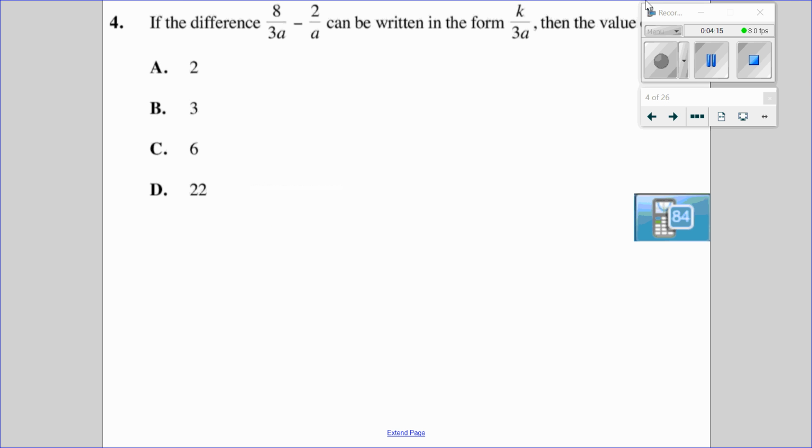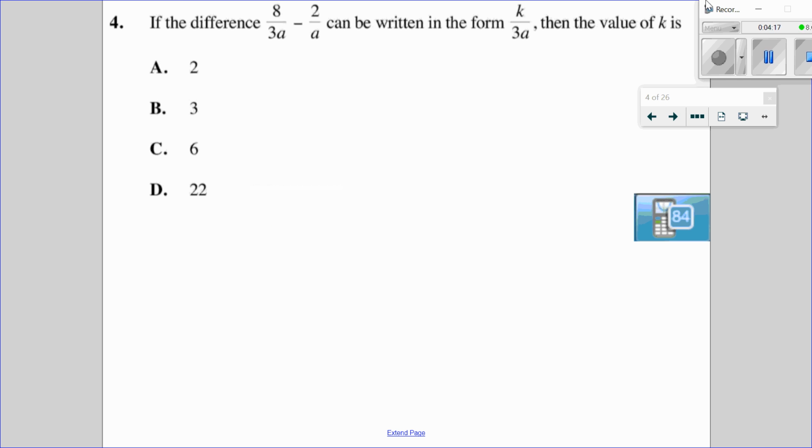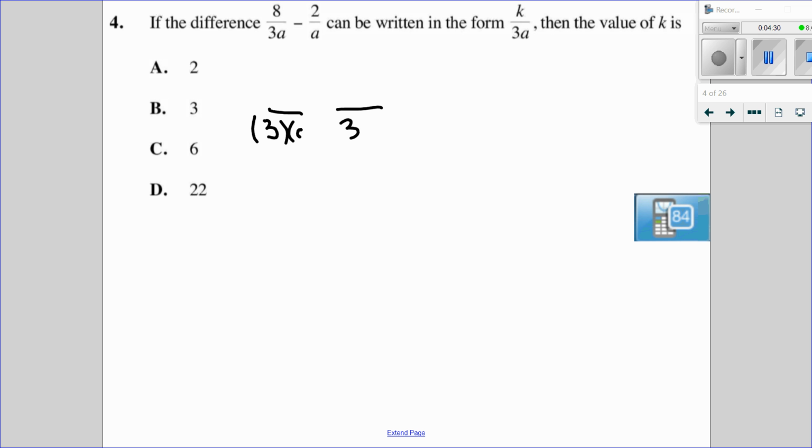Okay, number 3, if the difference of these can be written as K over 3A, what's the value of K? So we're subtracting these, so I need a common denominator. I see I'm going to need a factor of 3, and I'm going to need a factor of A. In the second one, I need a factor of A, which I already have. So 8 out of 3a, well, the denominator is already there, so I keep my numerator.